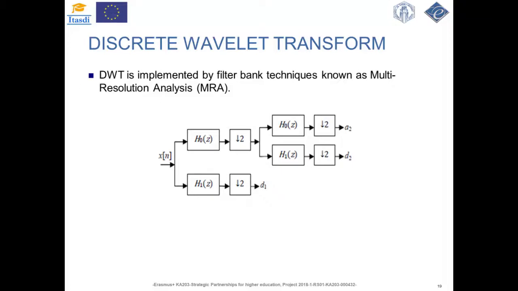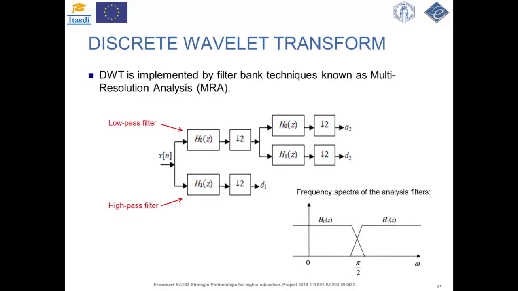The filter bank is used to decompose the signal into a different number of levels using a low-pass filter, noted as H0, and a high-pass filter, noted as H1. Since a mirror image symmetry about the frequency omega equal to pi/2 exists between H1 and H0, these filters are known as quadrature mirror filters. And here is given the frequency spectra of these analysis filters.